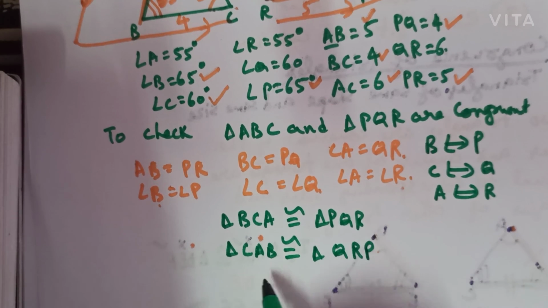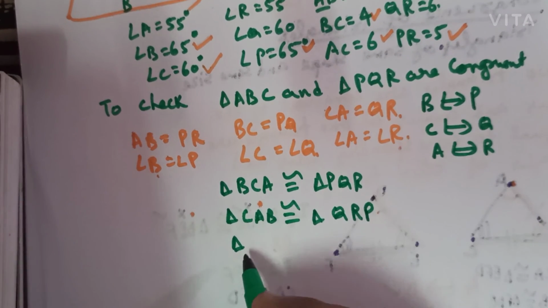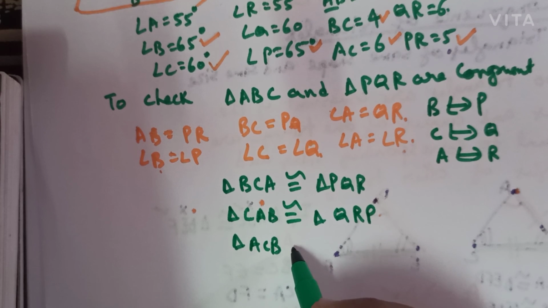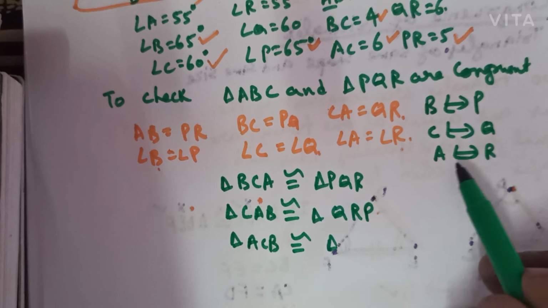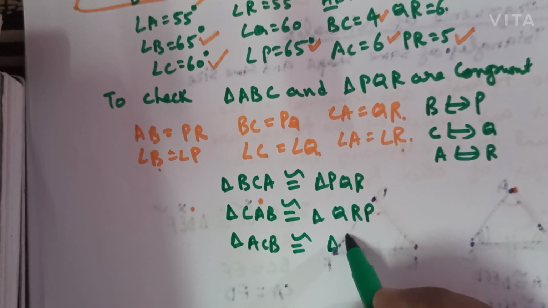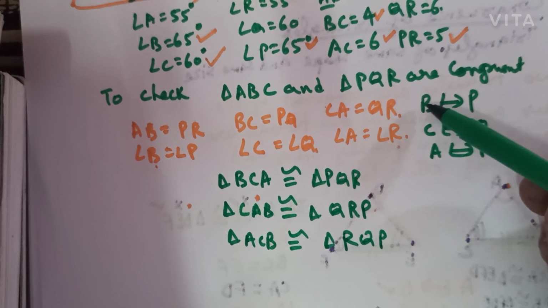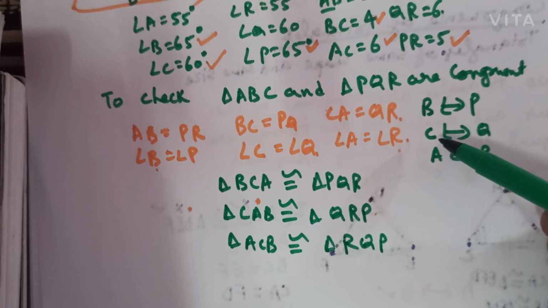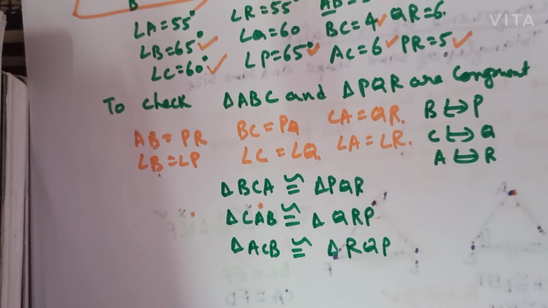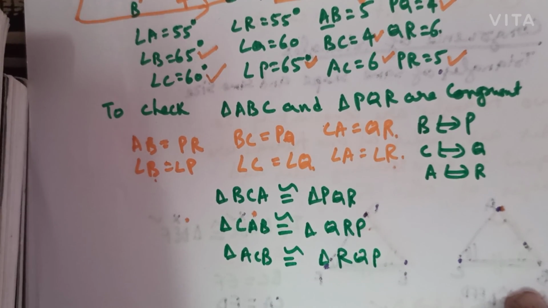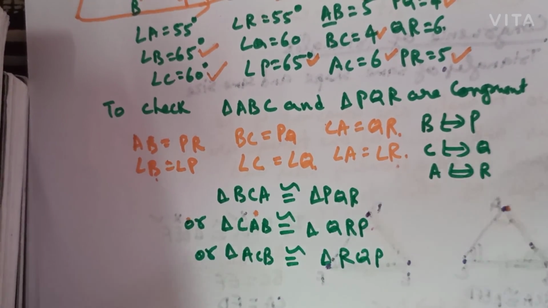And we can also write, if we start from A, triangle ACB is congruent with triangle RQP. Again I am checking: BCA PQR, CAB QRP, and ACB RQP. The corresponding vertices are matching. So we can write it either this or this or this. All three statements are correct.